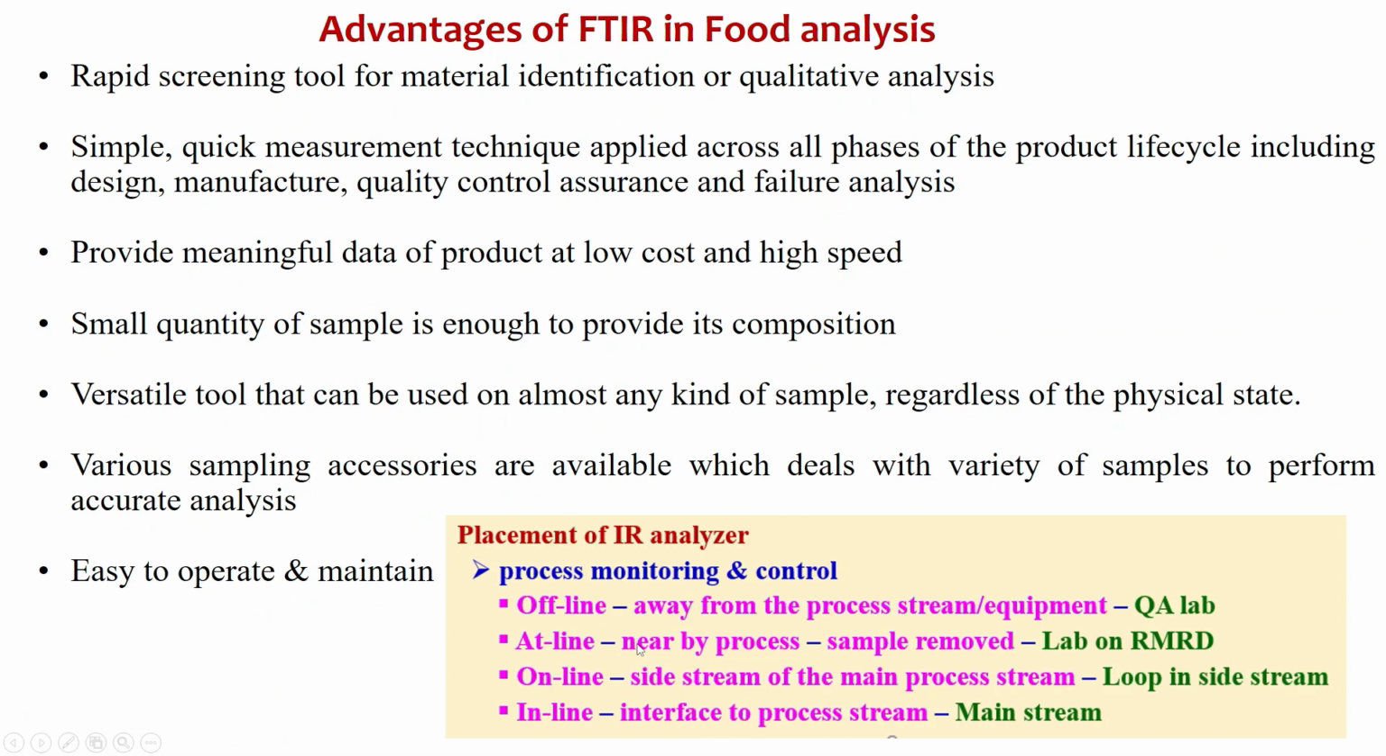Now if you see the advantages of FTIR in food analysis: it is a rapid screening tool for material identification or qualitative analysis. Rapidly we can do it, and that takes hardly 30 seconds. It is a simple measurement technique applied across all phases of the product life cycle, including design, manufacture, quality control, and failure analysis. This FTIR equipment can be used everywhere.